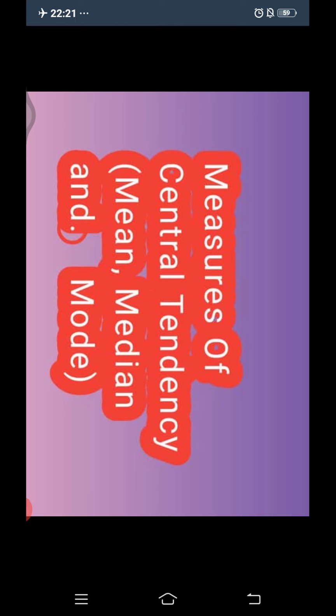In last class, we learned how to find mean by direct method. Now we will learn how to find mean by shortcut method or assumed mean method and step deviation method.